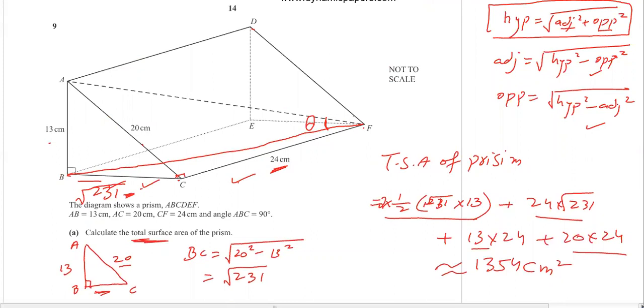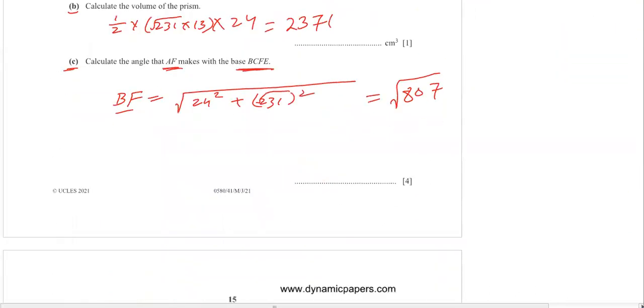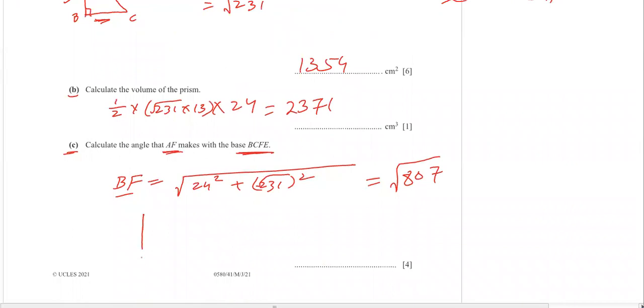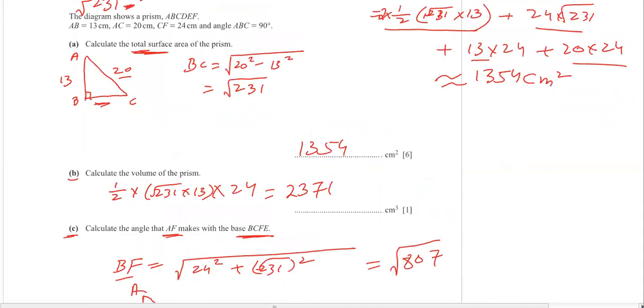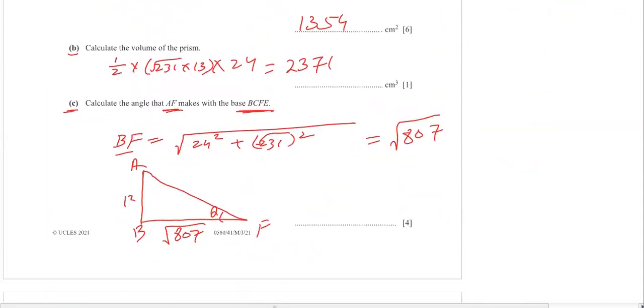This ABF, I will make the triangle here. This ABF will look like this one. This is A, this is B, this is F, and this angle we need to find. This BF is square root of 807, and this AB, we already know, is 13. So how to find this one?